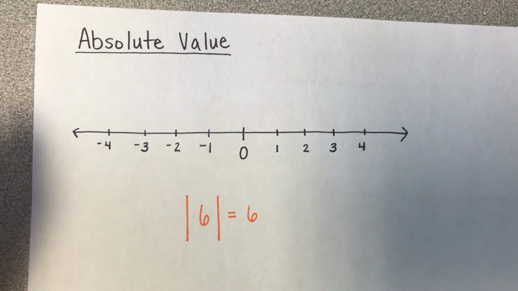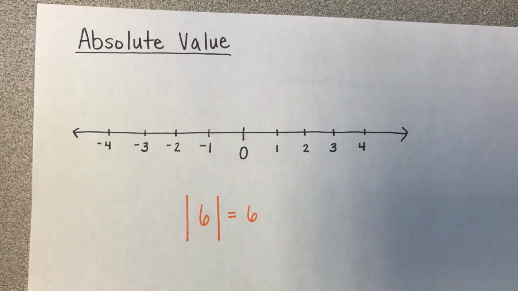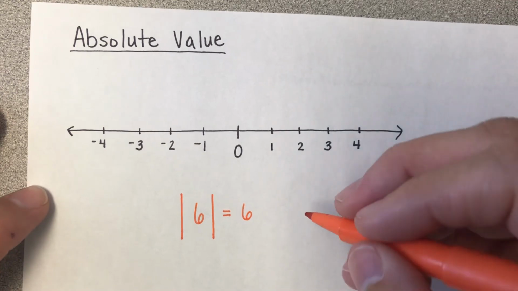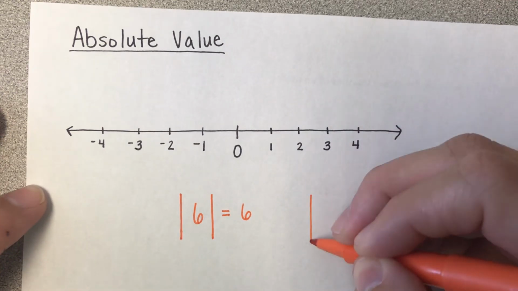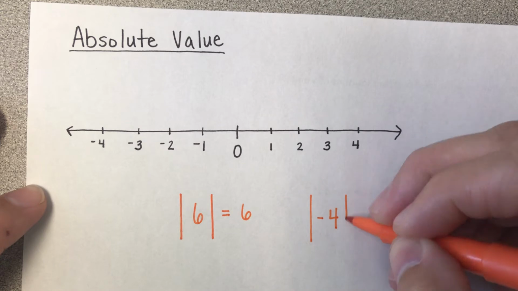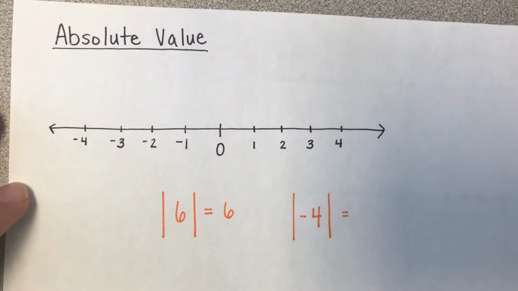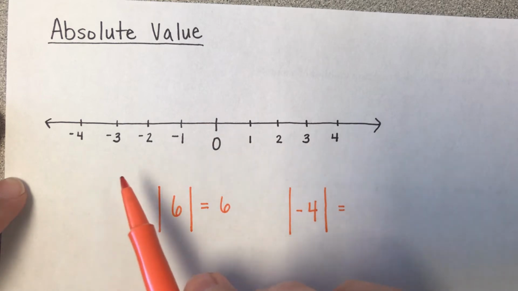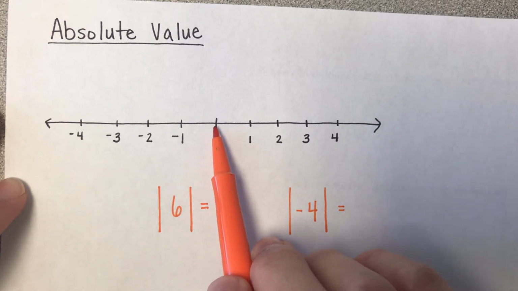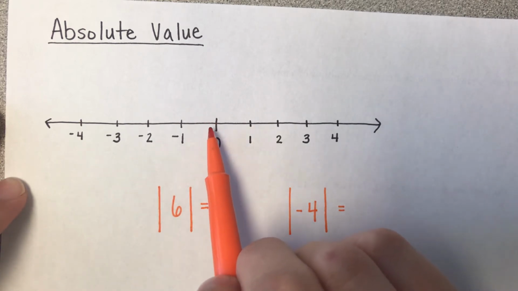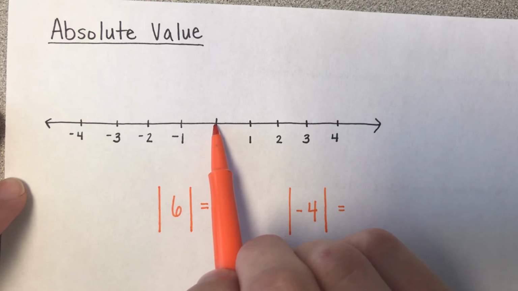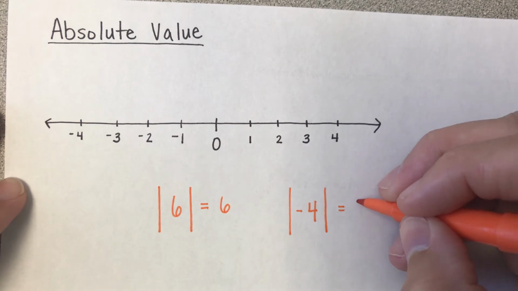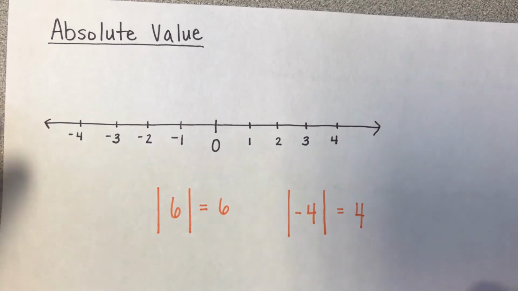You always start at 0. And no matter what direction you go, you're just counting how many jumps it takes to get there. So now I mentioned negative numbers. So if I said the absolute value of -4, okay? I'm starting at 0, but instead of going this way, I'm going this way, okay? Because I'm going to -4. So if I start at 0, I'm counting how many jumps do I make until I get to -4. So 1, 2, 3, 4. So the absolute value of -4 is actually 4.